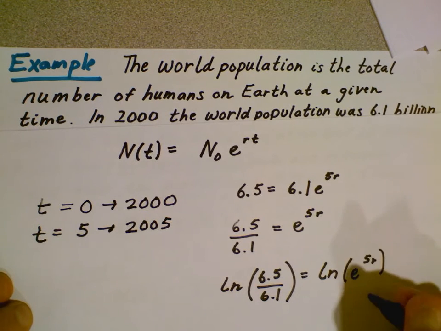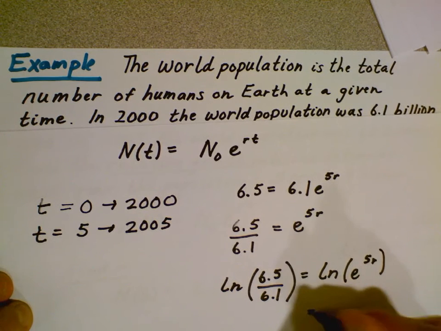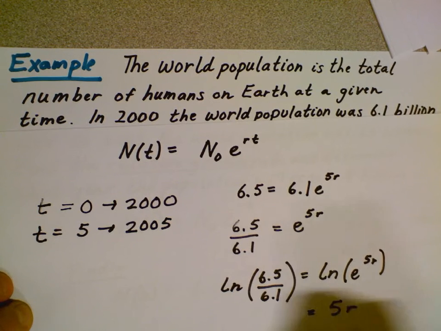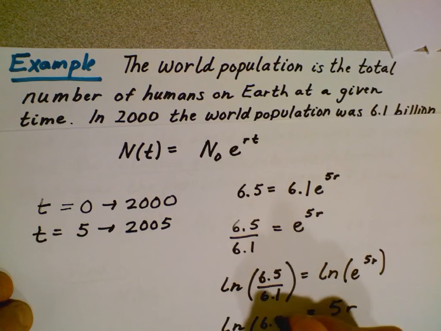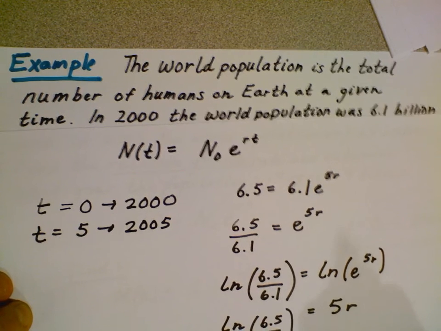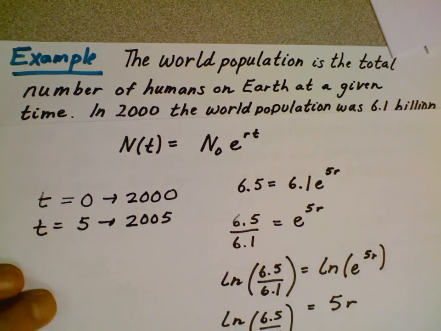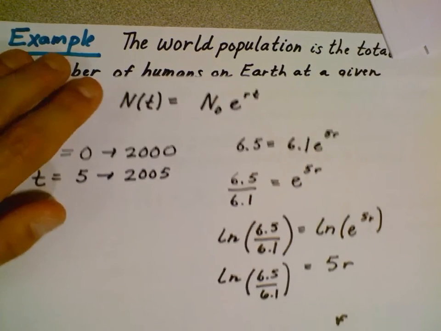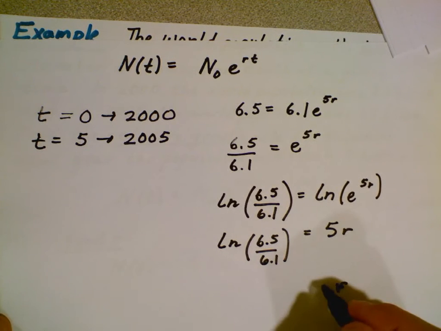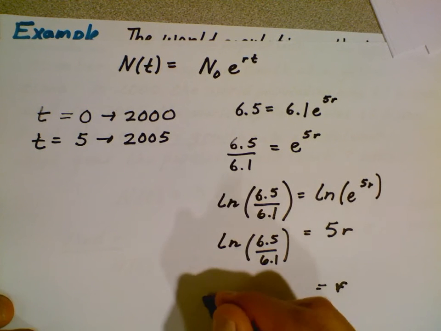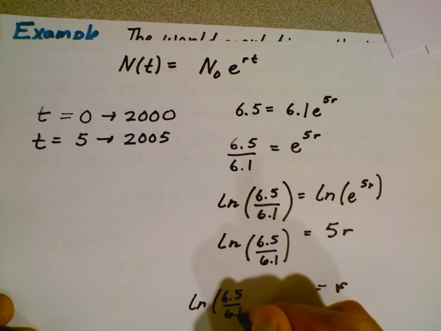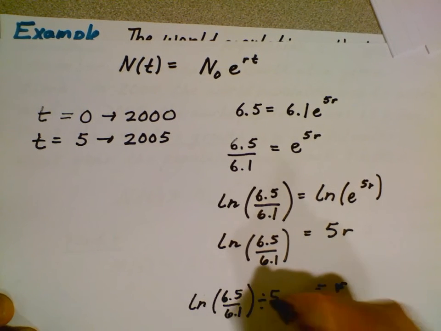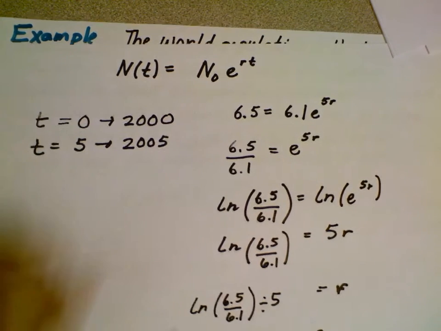The right side is what's key. We're going to simplify that to just being 5r using our properties of exponents, and we're still going to leave this as the natural log of 6.5 over 6.1. To solve for r, we divide each side by 5. So when we take the natural log of 6.5 over 6.1 divided by 5, let's see what we get. We're going to get our r value.